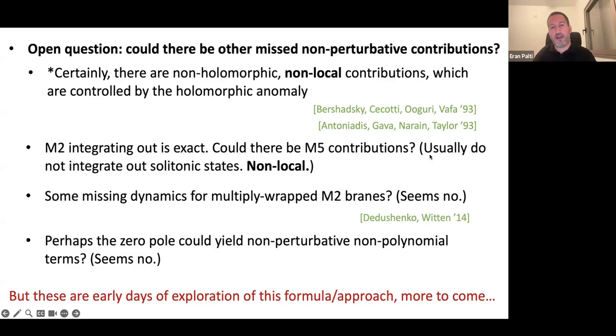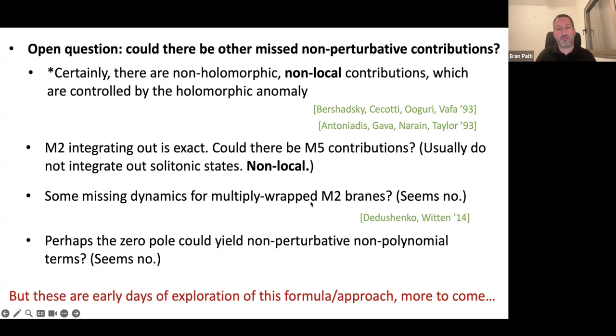There could be M5 contributions maybe that we're missing, but usually one does not integrate out solitonic states. If you like, M5 branes and M2 branes are not mutually local from the four-dimensional perspective, and normally you just integrate out the fundamental states, which is the M2. There could be some contributions, but I would say that if there are any contributions from M5 branes, they would give you, again, non-local terms in the effective action. So they will not modify the local result of the effective action, which is what we then match with a holomorphic thing. I think there are no contributions. I'm not sure, unlike here where we know there are some. But if there are, they would give you non-local contributions.